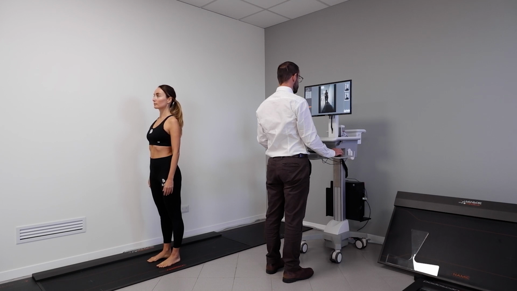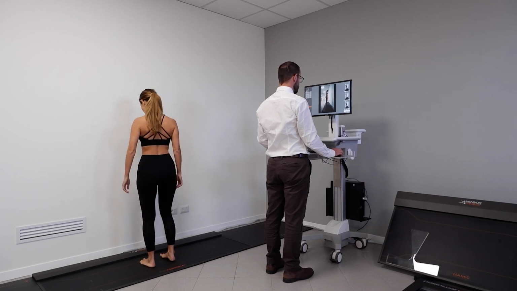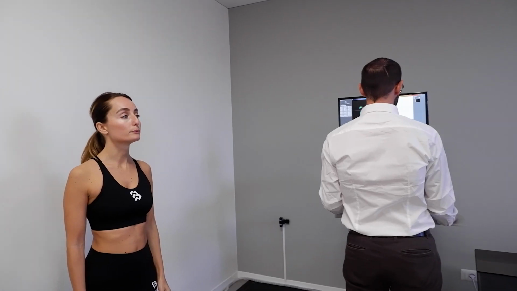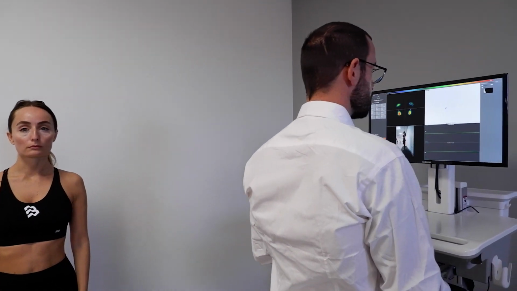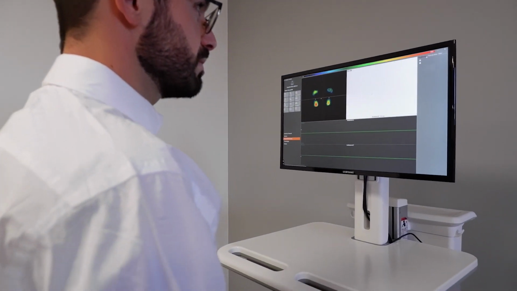For the carrying out of the monopodalic stabilometry, we will ask the patient to lift 1 foot from the ground, remaining resting on the contralateral one. The arms may be abducted in case of unstable individuals or folded on the chest.